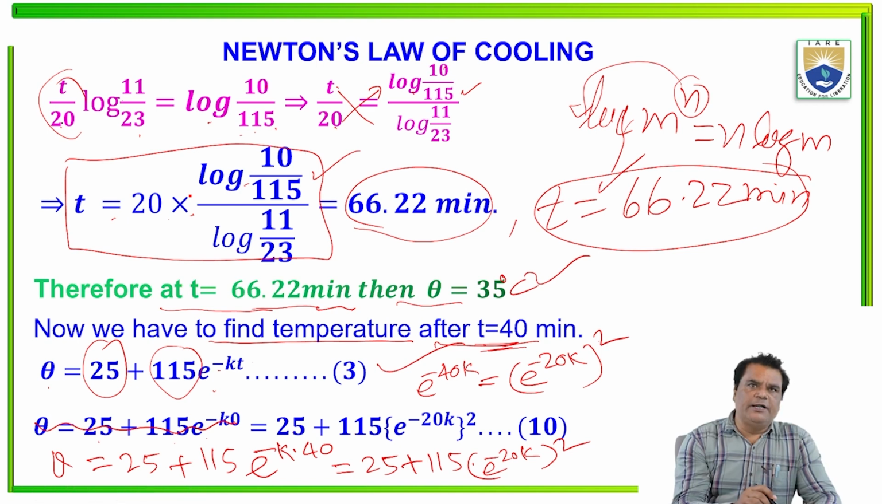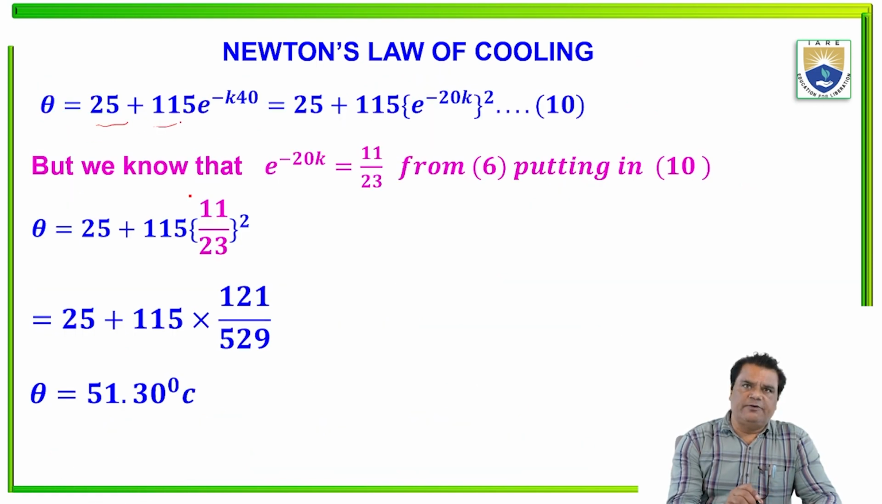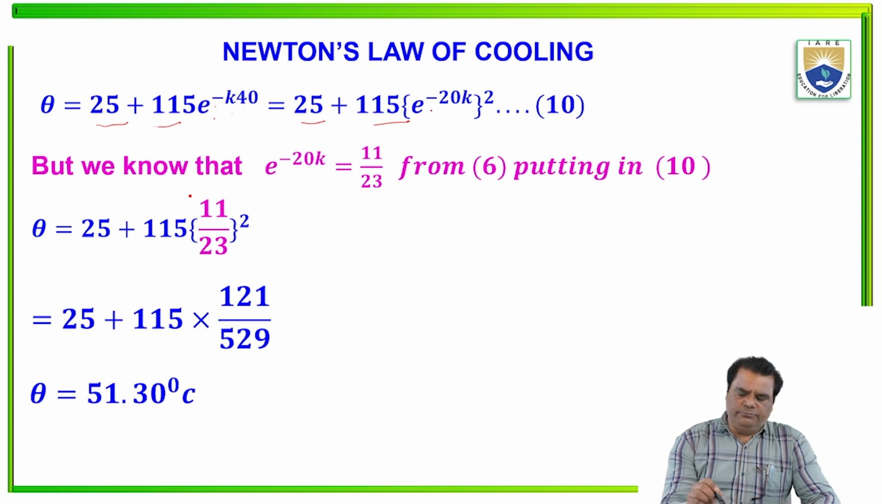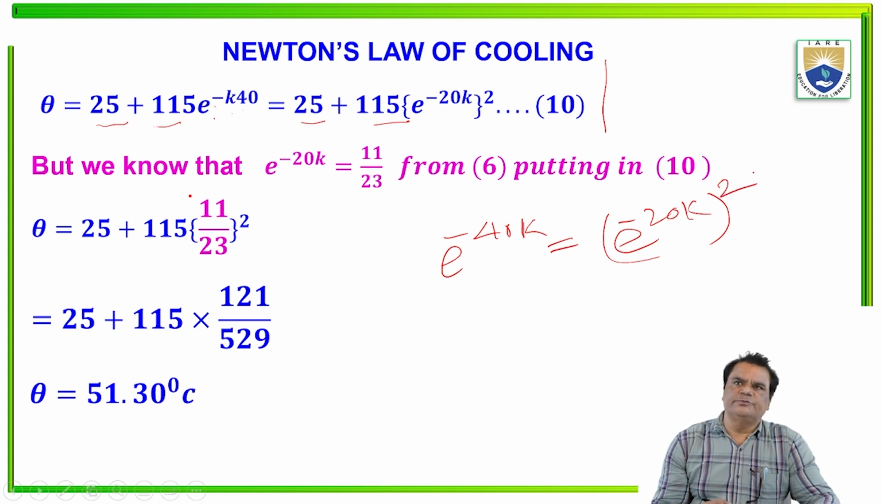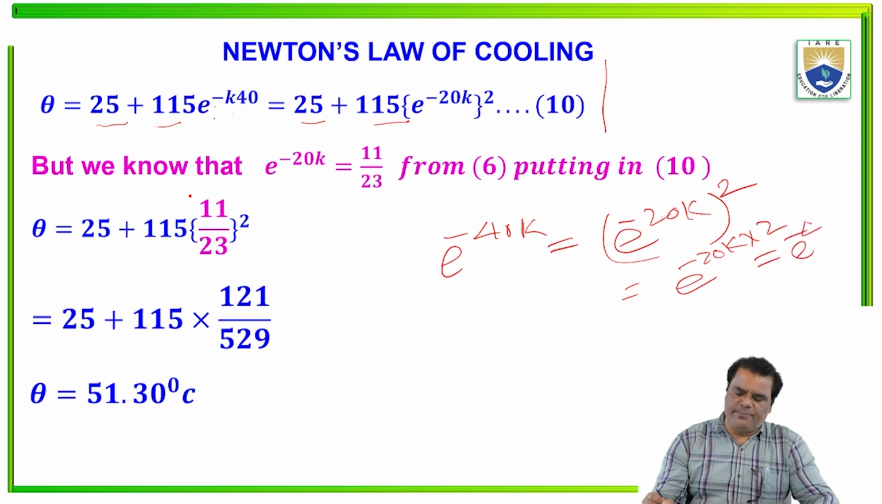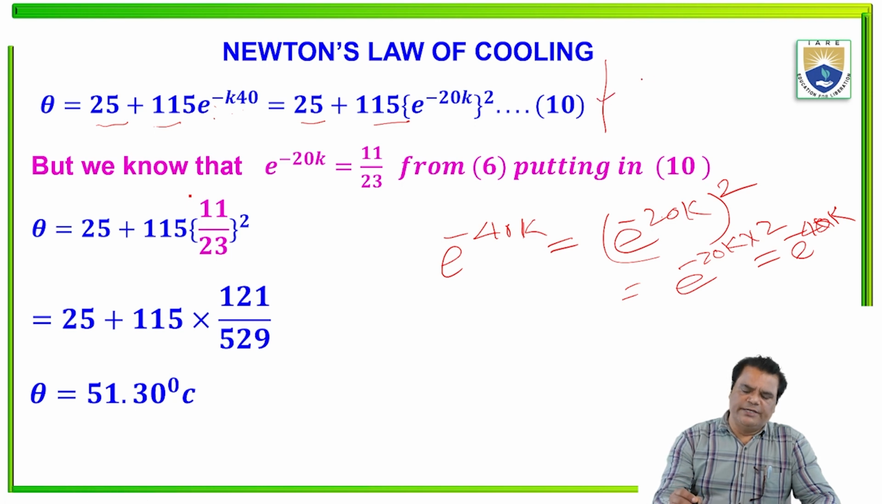So now theta equals 25 plus 115 e to the power minus 40k, which equals 25 plus 115 times e to the power minus 20k, whole square. This equals e to the power minus 20k into 2, which is e to the power minus 40k. So this is equation 10.